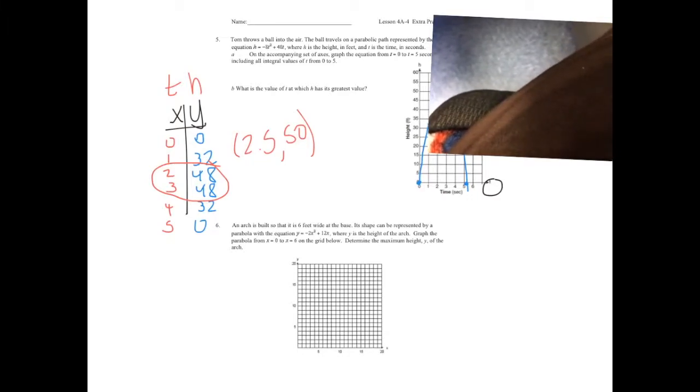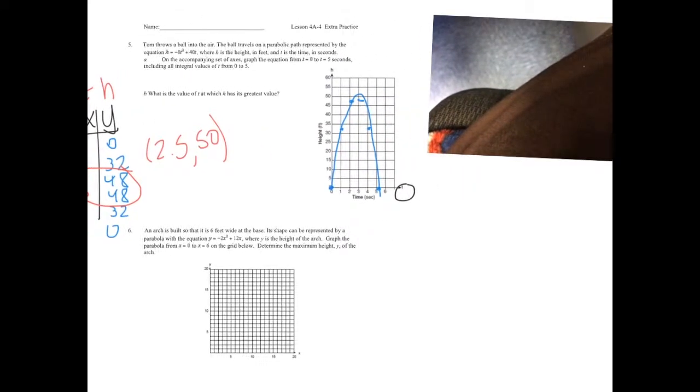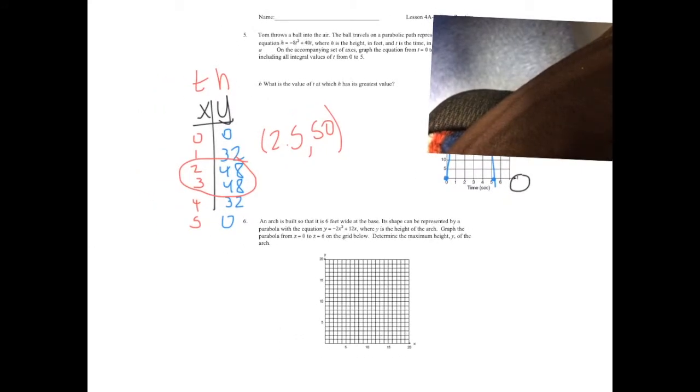So now when it says what is the value of t at which h has the greatest value, h has the greatest value at a t value of 2.5 seconds.